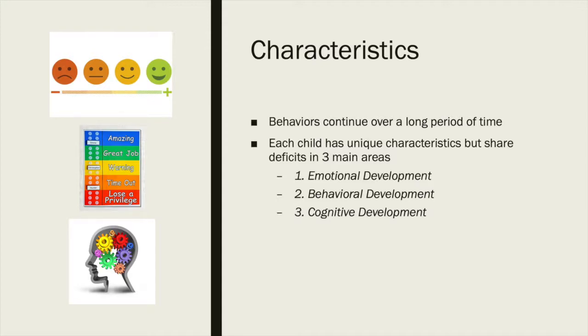While we mentioned before that each child has unique characteristics, they share the deficits in three main areas. We have emotional development, behavioral development, and cognitive development.